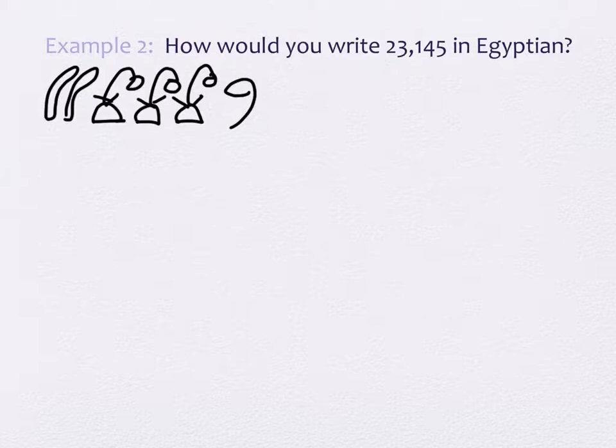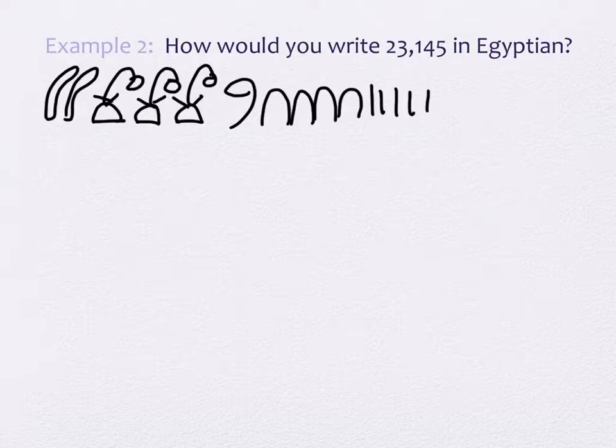How about the 4? That's the heel bone, right? So there's 4 heel bones, and then the 5? The staffs. 5 staffs. Okay, so we're going to do this on all of them.